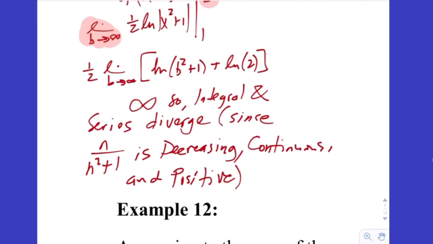Okay, so you can actually state that in the beginning. Your a sub n function is decreasing, continuous, and positive, and then go ahead and integrate it, or you can wait till the end and throw it in your final answer, okay? So they have the same behavior. The integral diverged, therefore the series diverges because the series is decreasing, continuous, and positive.